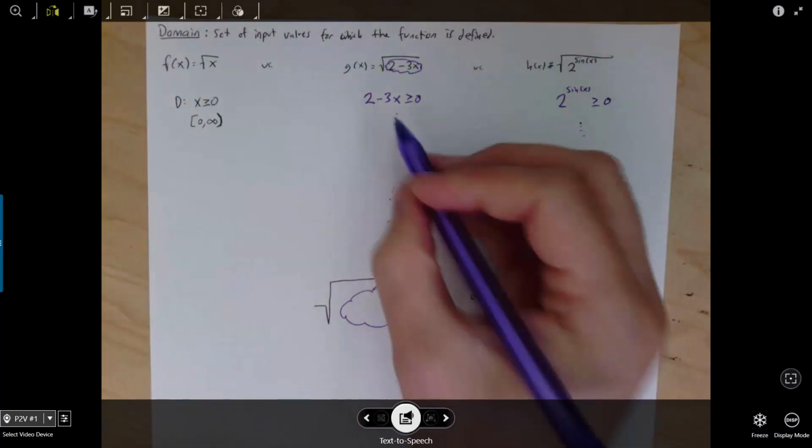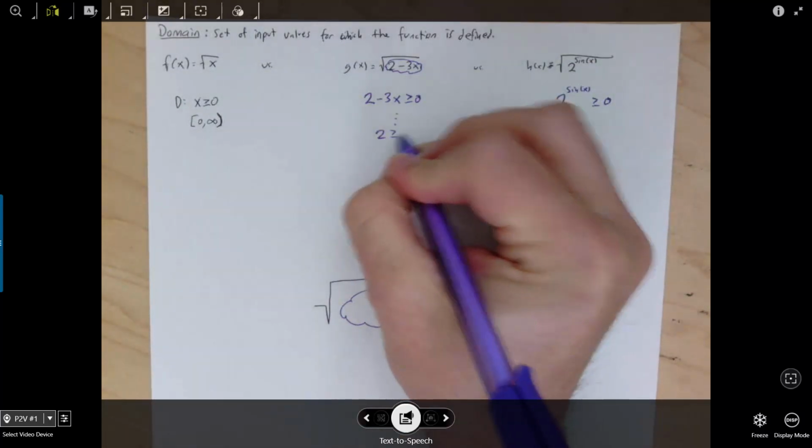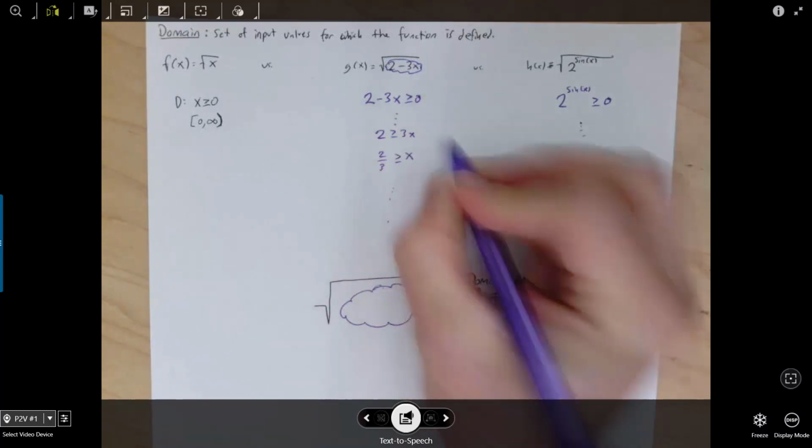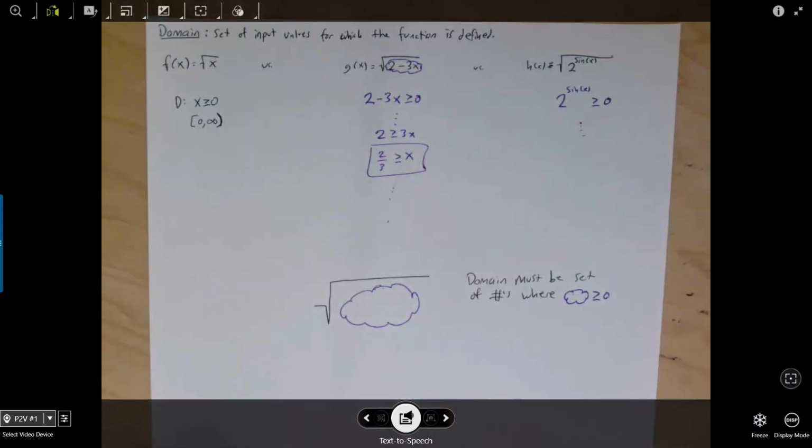All right, for this one, I'll add 3x to both sides, and then I'll divide by 3 on both sides. So that gives me that x is less than or equal to 2/3, and that would be the domain of the g function. For this one, this is a little bit more interesting.